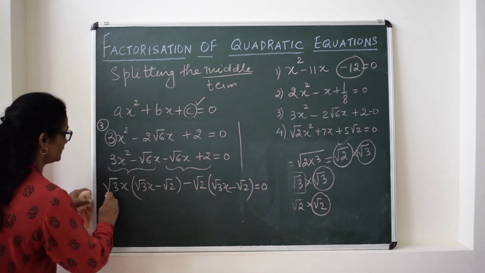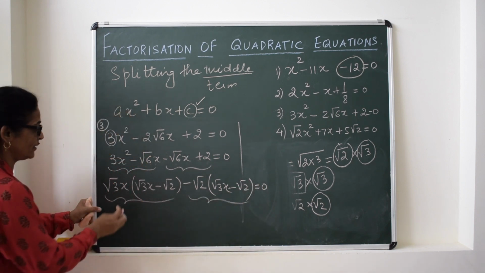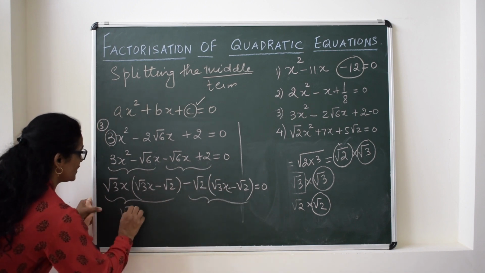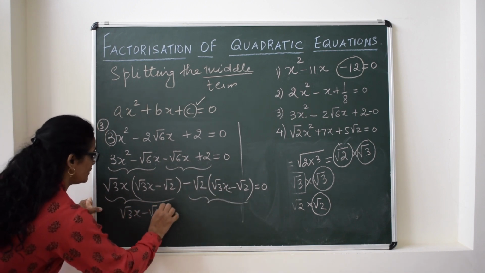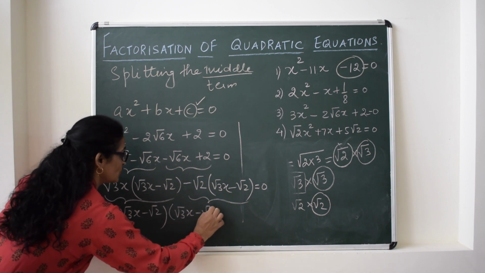Again, from these two, we will choose the common factor. Root 3x minus root 2, root 3x minus 2, root 2 is common, and what is left out? Root 3x minus root 2.